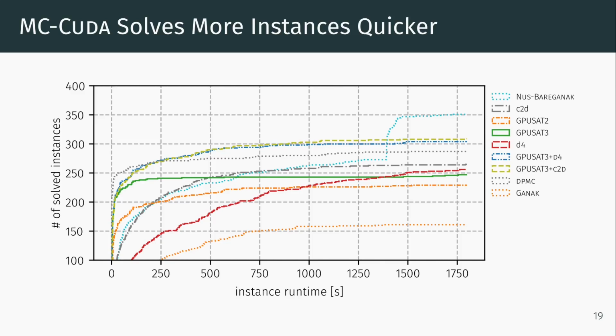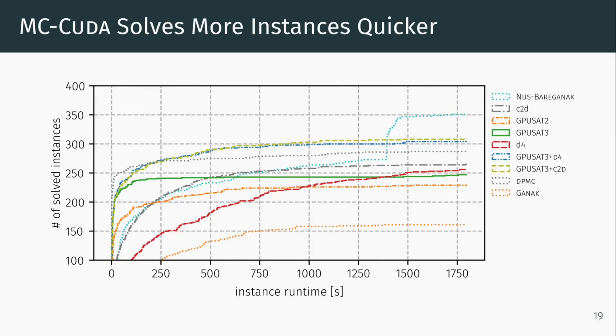While GPU-3 does not solve the largest number of instances in absolute terms, it solves most instances very quickly. This makes it suitable for use in a portfolio, like we have shown with D4 and C2D. In these portfolios, GPU-3 is chosen if the decomposition width of the given instance is below 35. And these portfolios are in fact quite competitive.